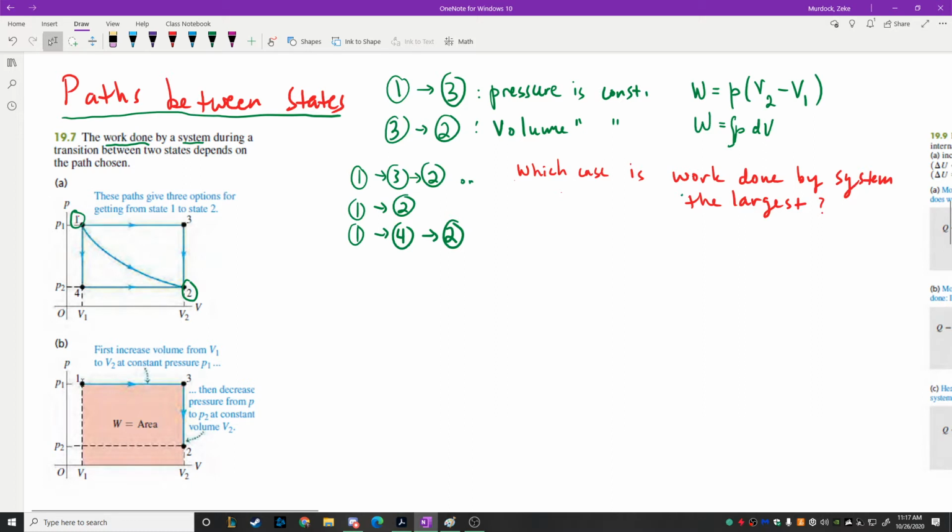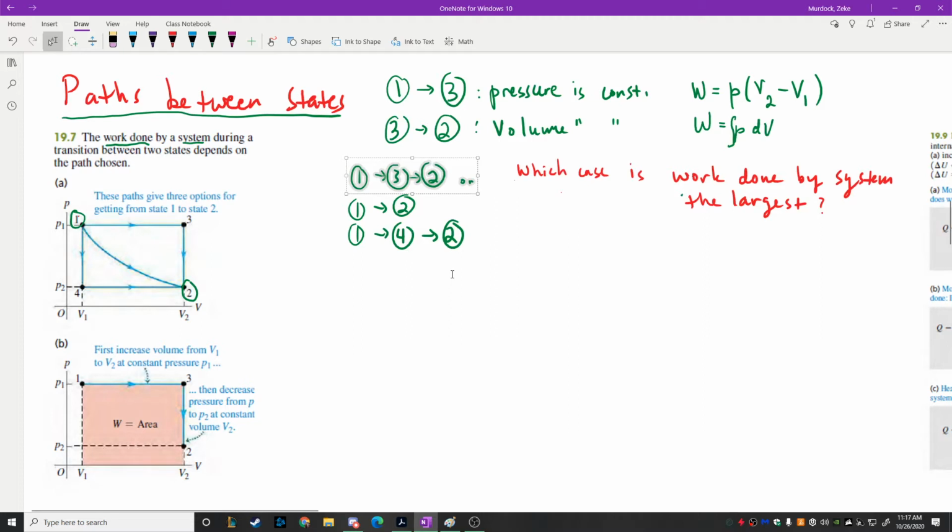And when I look at the area, this picture right here, B, is 1 to 3 to 2. The work is the area under the curve, right? So Andrew is saying that he thinks it's option 1, which would be from 1 to 3 to 2. This case right here, you're saying, is the one where the work done is the largest, right? And Farina is saying the same thing.